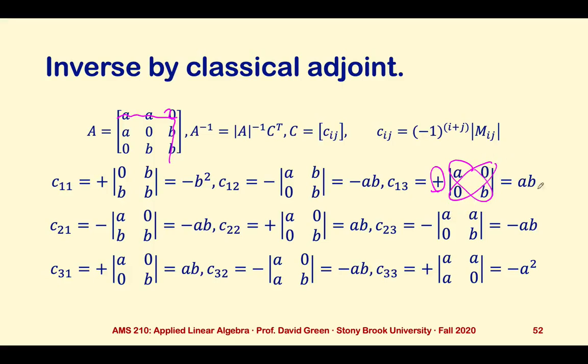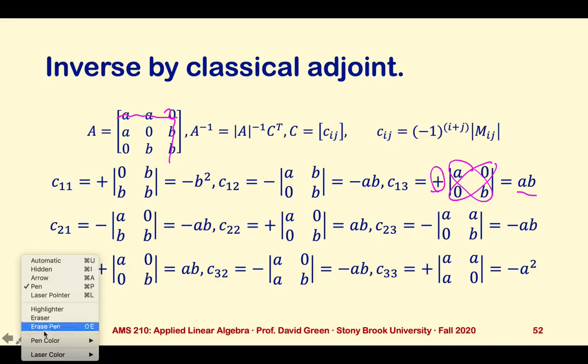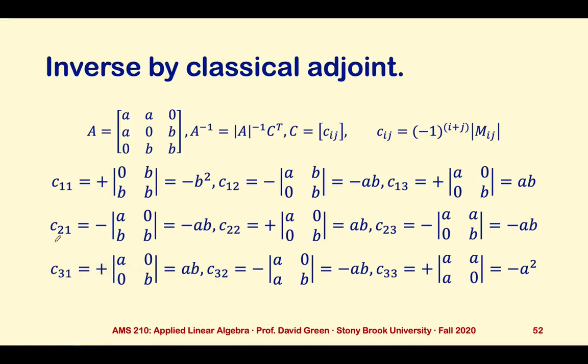AB minus 0, so positive AB. And we do exactly the same thing for our next row, and then again for the third row. 2 plus 1 is 3, so we have a negative. Delete the second row in the first column, leaves us with AB, 0B. The determinant is A times B minus 0 with the negative here.